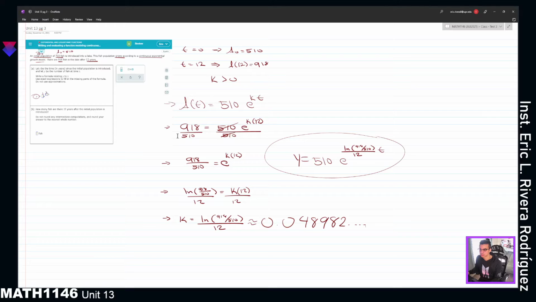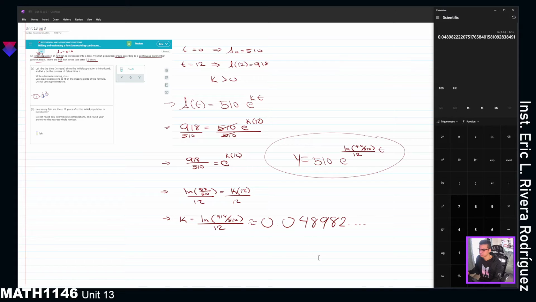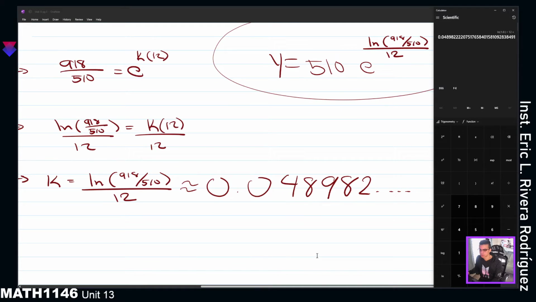So did you do 9? Can you zoom in a little bit for me? Sorry, it's really hard to see. Did you do 918 divided by 510? Yes. 918 divided by 510, which gave me 1.8, and then you divide that by 12? Natural log first. Natural log of 1.8, which gave me 0.5877, and so on. And then divided by 12.